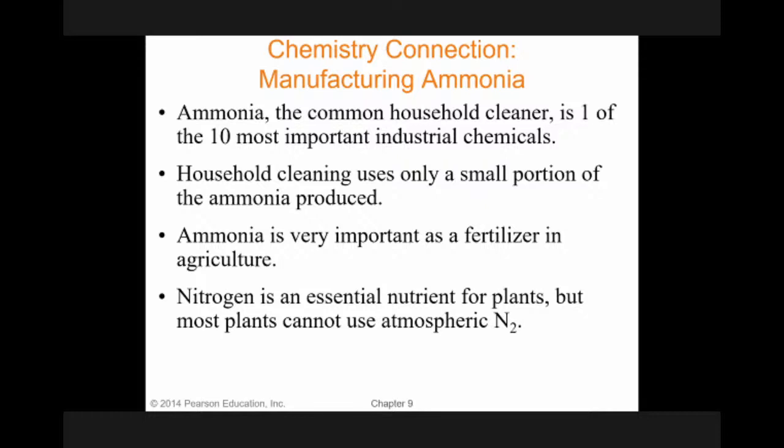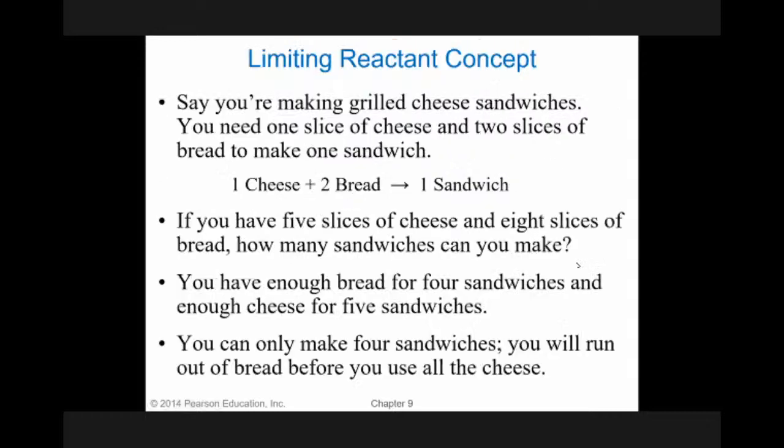Very important role. Nitrogen is an essential nutrient for plants. But most plants cannot use atmospheric nitrogen. All right? So therefore, we call it bacteria fixing. All right? So say you are making grilled cheese sandwiches. Many of you probably do. You know how to make that, or you go and buy one. You need one slice of cheese. Now, this concept we call limiting reactant.